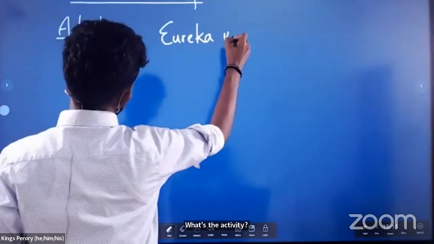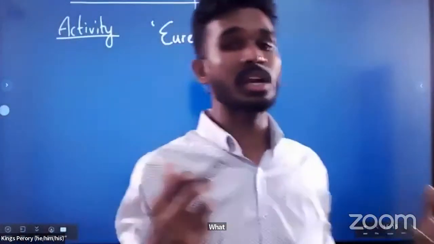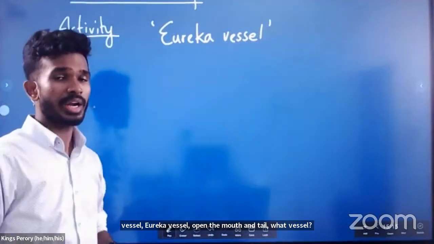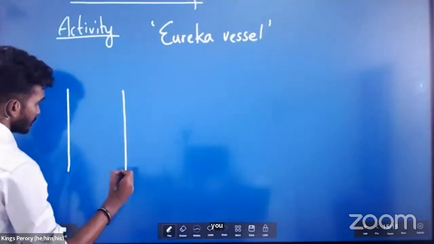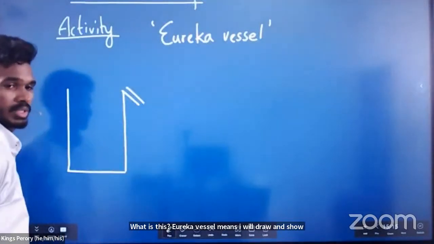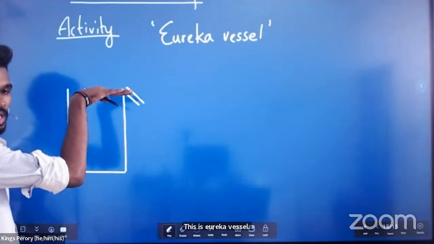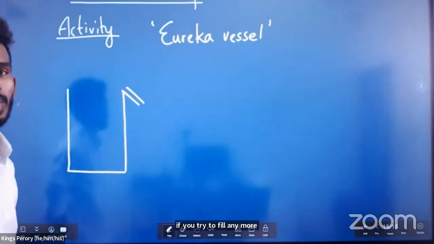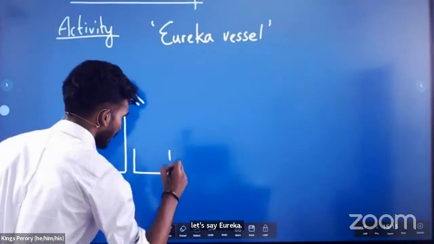You take a Eureka vessel. What vessel? Eureka vessel. I will draw and show. This is a Eureka vessel. You can fill up to the brim. If you try to fill any more, it will overflow. That's a Eureka vessel. Near the Eureka vessel, you keep another container.